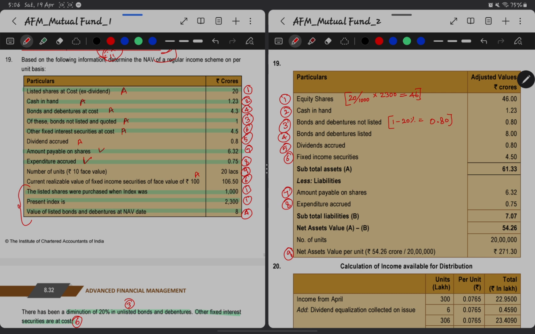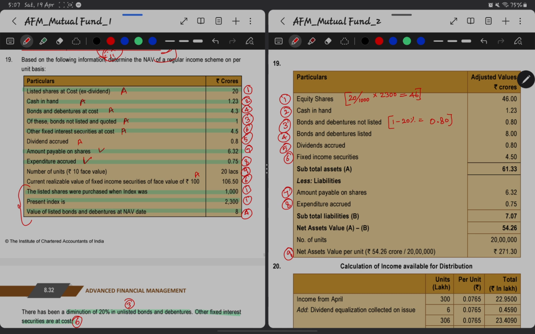Then bonds and debentures are at cost. Here, bonds and debentures unlisted, the value is 1. But down below they have given additional information that there has been a diminution of 20% in unlisted bonds and securities, and other fixed interest securities are at cost only. So this 20% has to be reduced from unlisted bonds and securities. So bonds and debentures not listed, 1 minus 20%, which is 0.8.